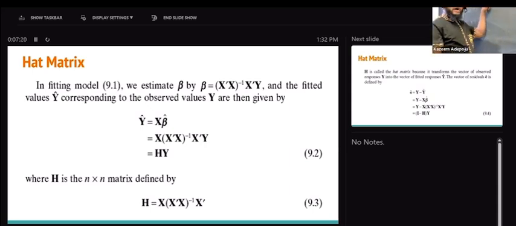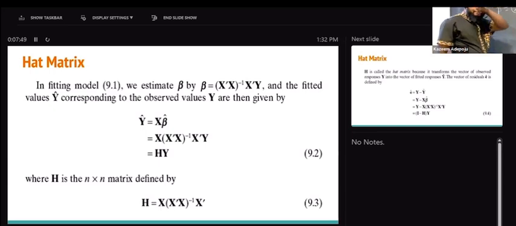In that situation, Y hat is going to be a predicted response. I can't have a predicted response without having a model. Where is the predicted response coming from? The predicted response is actually coming from the model. Then why do we have a cap on this guy? Because it's an estimate. Okay? Don't forget, that guy, the beta hat, is basically this guy.